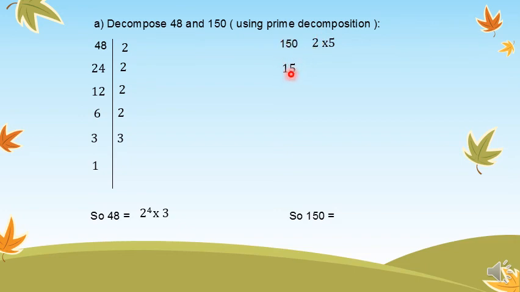Now 15 is divisible by 3 and by 5. You can choose either 3 or 5. Dividing it by 5, the answer will be 3. Now I get 3, a prime number. 3 is only divisible by 1 or itself. 3 divided by 3 gives me 1, and now I'm done. Now collecting the prime numbers to the right, 150 is equal to 2 times 3 times 5 squared.